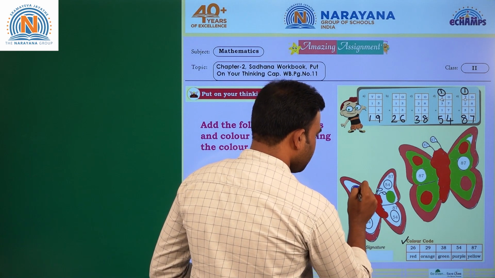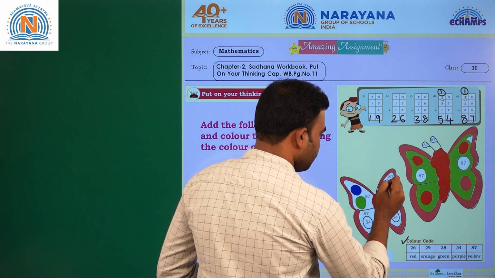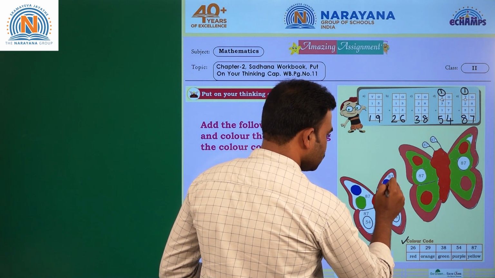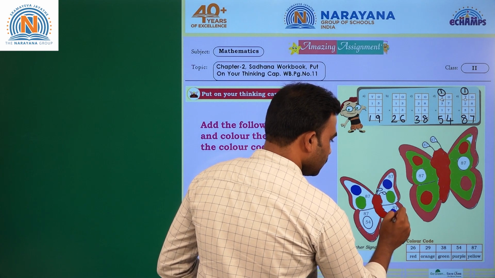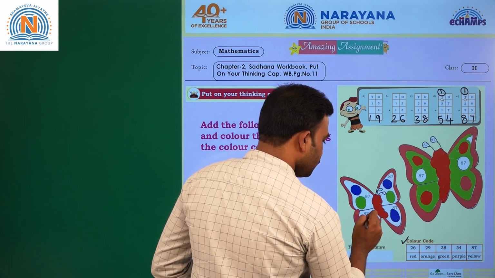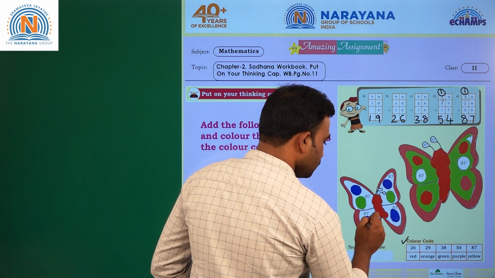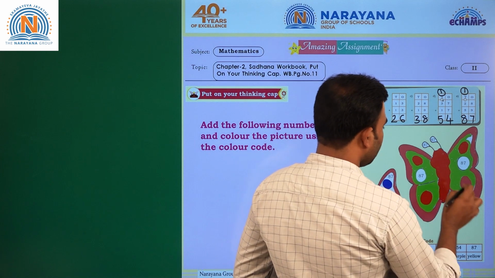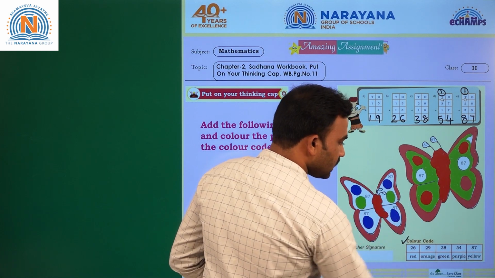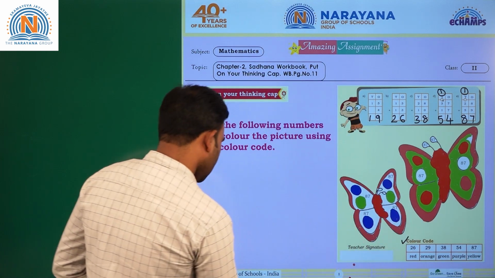Here. Next, this is also purple. 54. Here it is. 54. Here it is. Next, 54. It's not there. Next, 87, yellow. Take the yellow color.